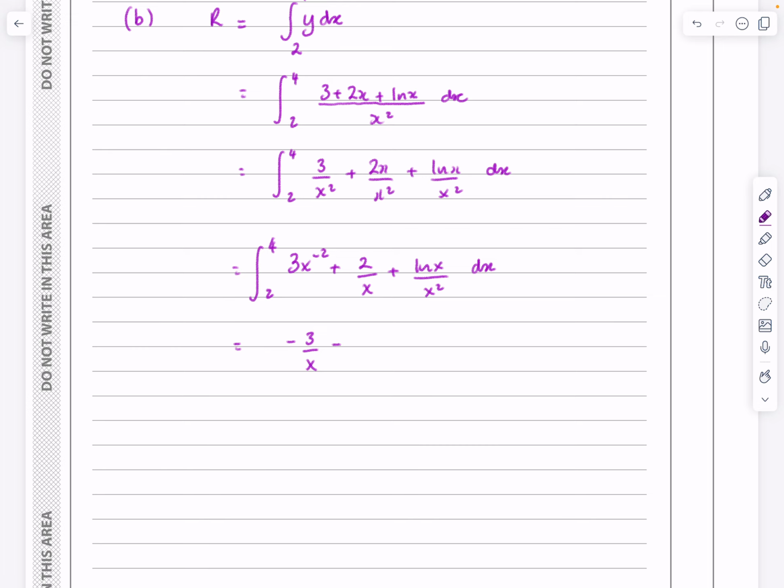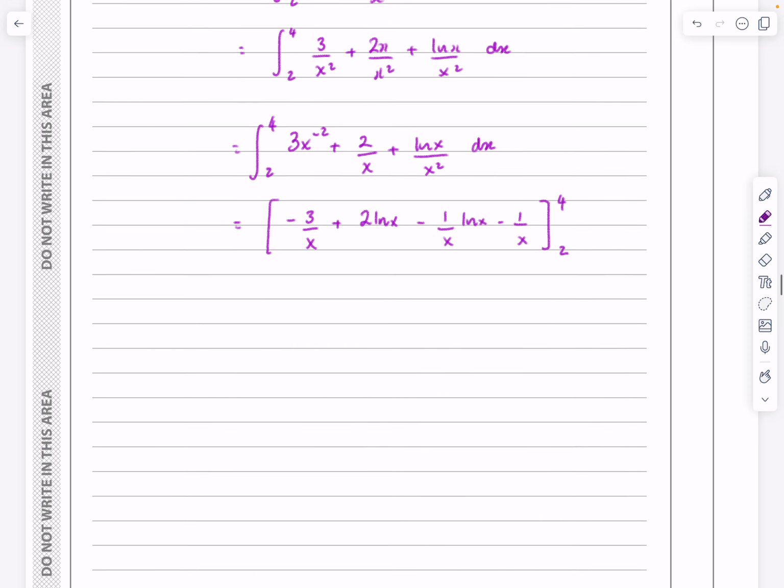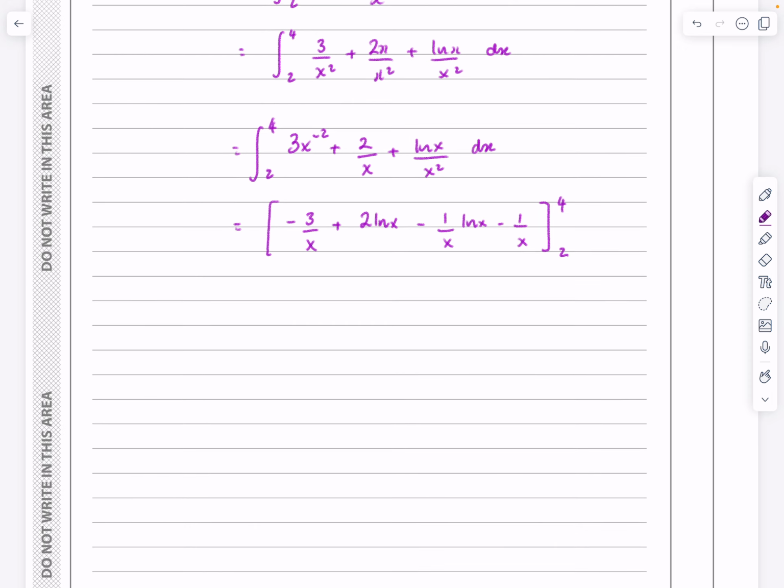2 over x, you should absolutely know, is 2 log x. And then the other part of it, that's what we've already got. We've already got, I'm going to write minus 1 over x log x minus 1 over x, because all of this part here is actually the first part of the question. So we're doing that now between 4 and 2.